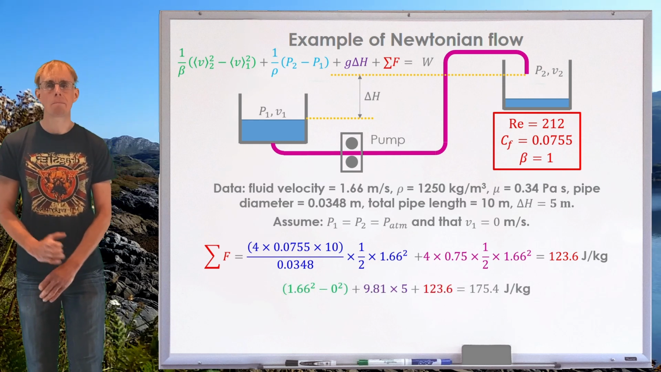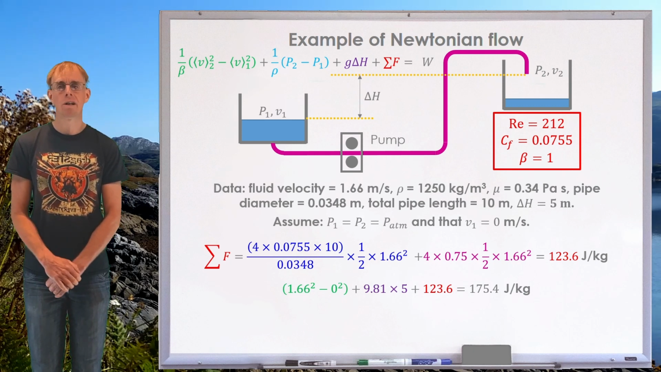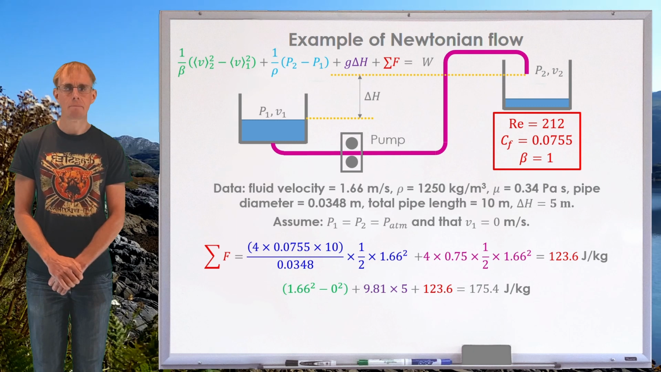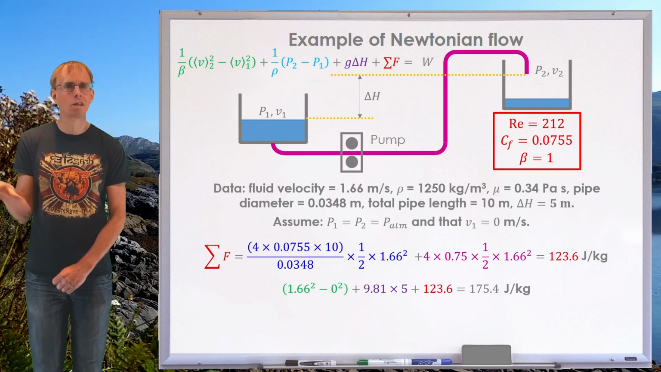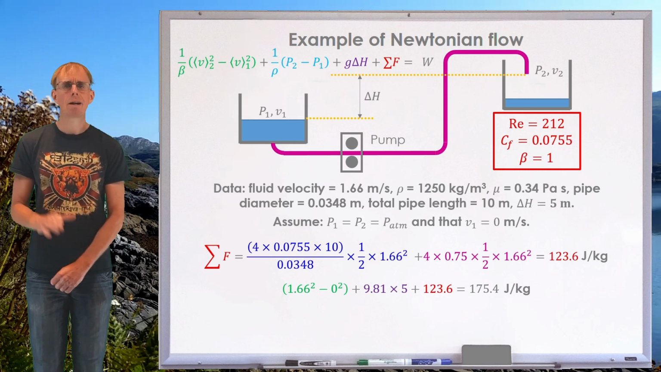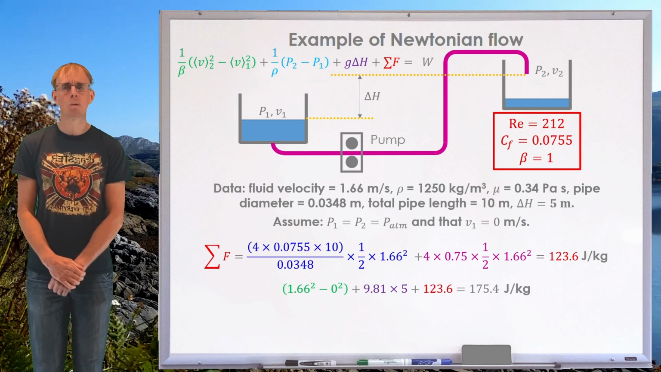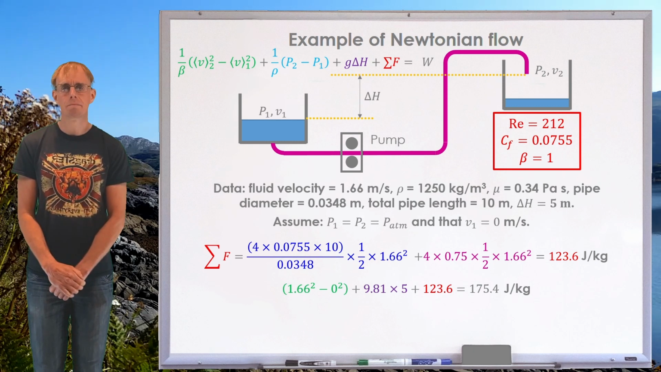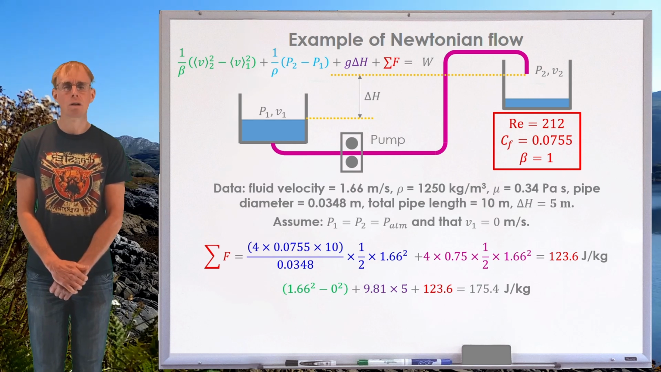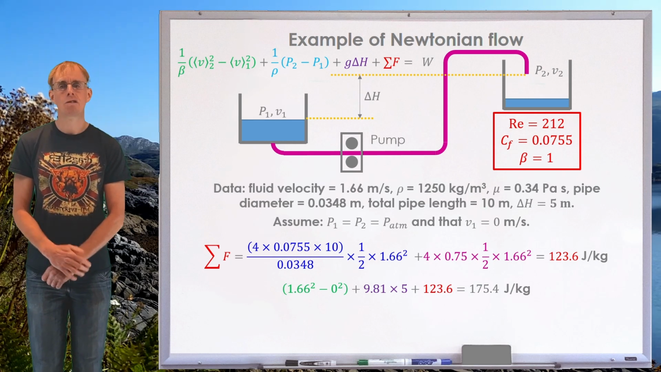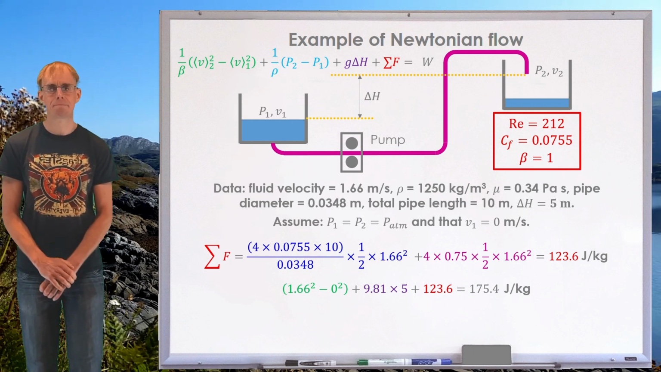That kinetic energy change, beta equals 1 for laminar Newtonian flow. The velocity change is 1.66 squared minus 0 squared, which actually is a very small number compared to that 123.6. So that kinetic energy change is effectively negligible. Let's think of the potential energy change. We've got gravitational acceleration of 9.81 meters per second squared and an elevation change of 5 meters. And then that 123.6 is our total sum of frictional losses, which gives us 175.4 joules per kilo of energy input required to make this flow happen.